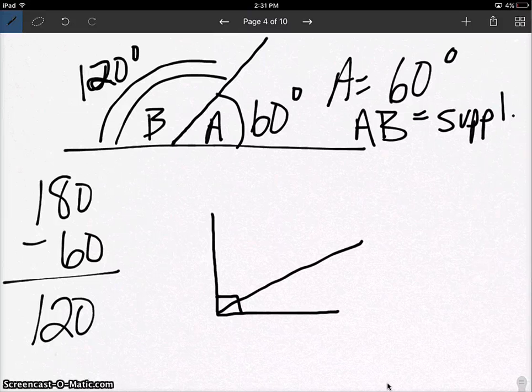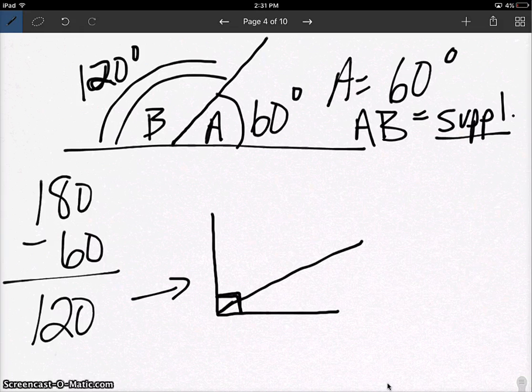Just because it has to equal 180. Why does it have to equal 180? Because I told you it was supplementary, and that's what that means. Here I have a 90-degree right triangle. It is a 90-degree angle because it's got that little box. If you ever see that box, that triangle is a 90-degree angle.